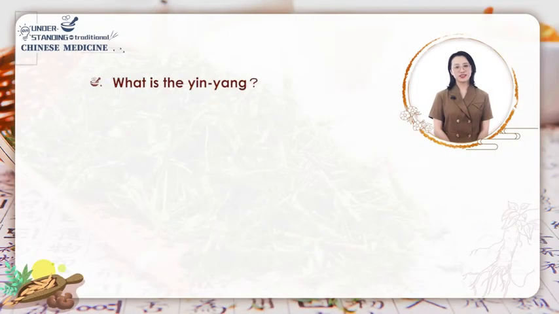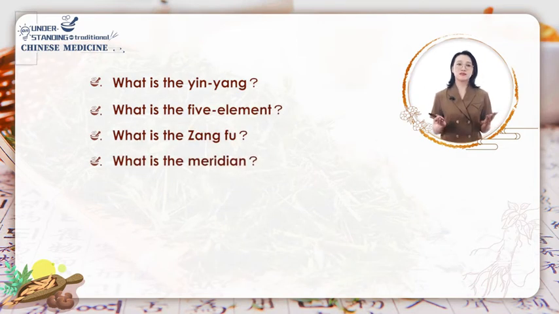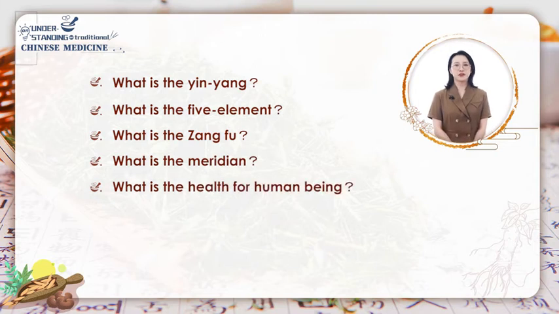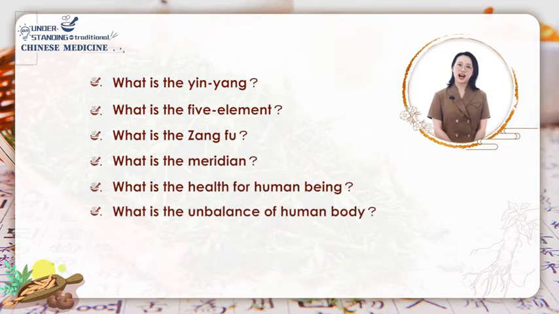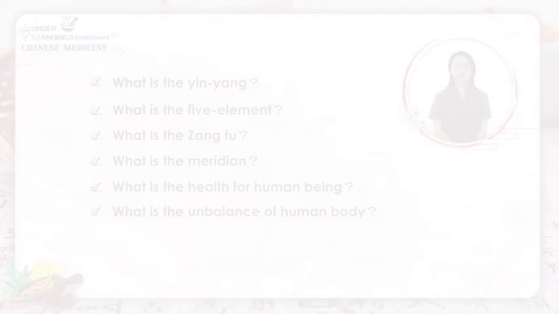From the basic series, you already know what yin-yang is, what the five elements are, what the zangfu is, what the meridian is, what is healthy for a human being, and what is the imbalance of the human body. But how do those series guide the clinical treatments? How do TCM practitioners find out the diseases? Today, this part will answer all those questions.